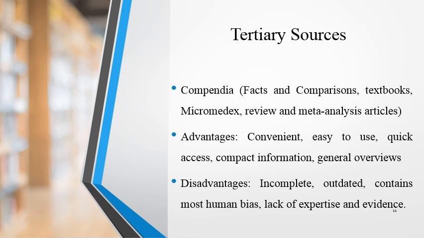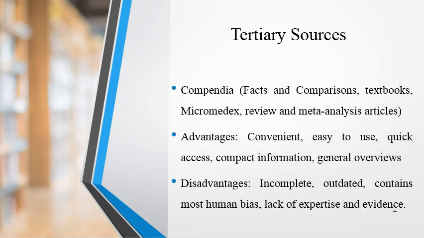If we go for the advantages, it is the most convenient. If you need information, you can simply take those textbooks, take those review or meta-analysis articles, or go for Micromedex and easily acquire authentic information. They are easy to use, with quick access. These books are most often available everywhere, and they provide to-the-point information, and it will be a general overview. The information may not be so deep, but it will be a general overview that everyone can understand.